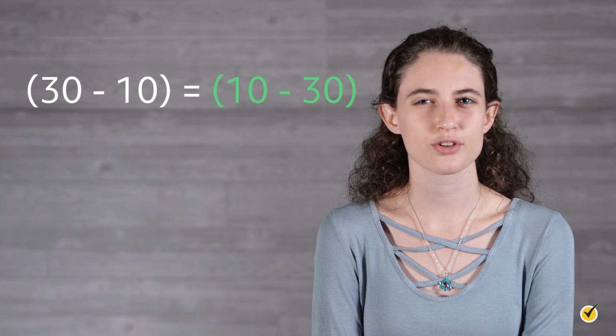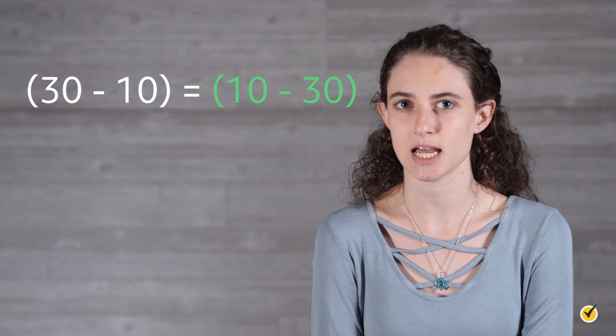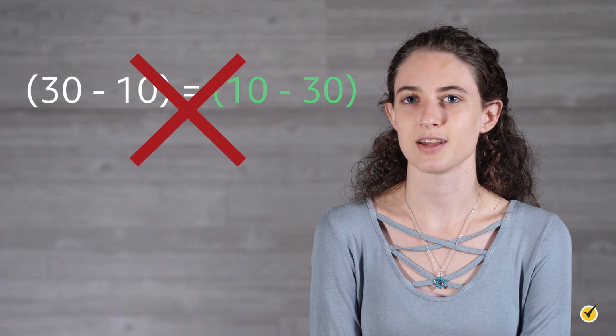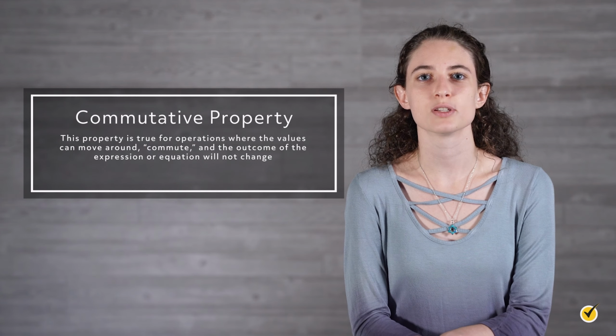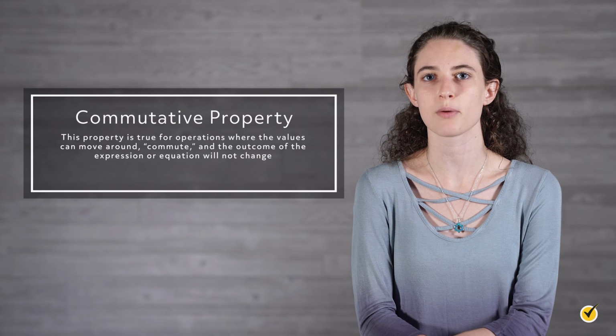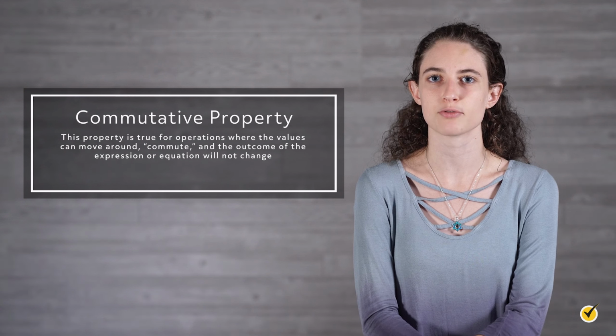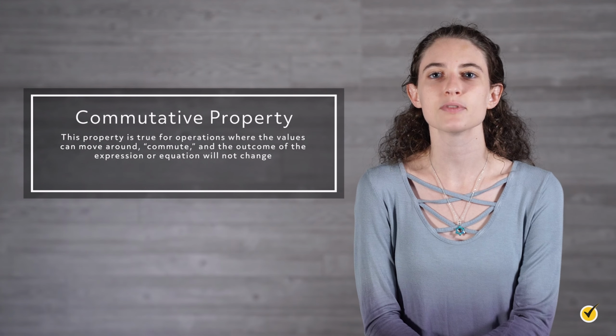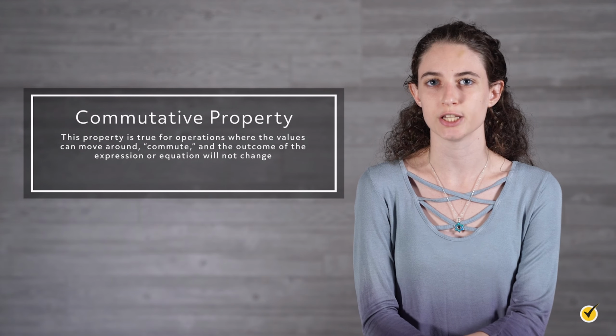However, the same is not true for subtraction. Does 30 take away 10 mean the same thing as 10 take away 30? Clearly not. We can see that the order matters when dealing with a situation involving subtraction. The technical term for this quality is known as the commutative property. Essentially, the property is true for operations where the values can move around, commute, and the outcome of the expression or equation will not change.